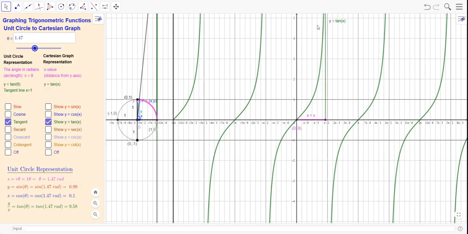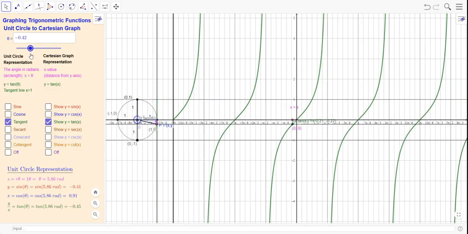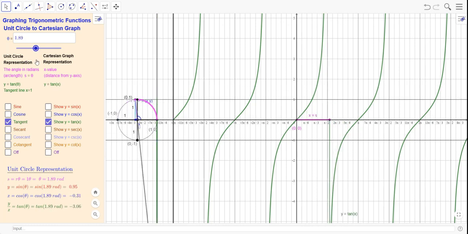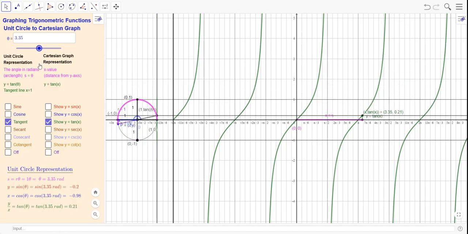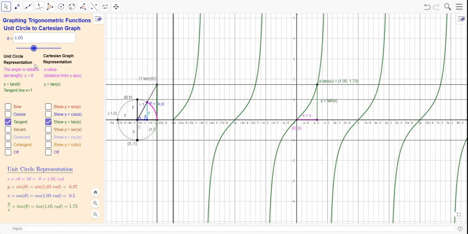So tangent actually has a period of pi rather than a period of 2 pi. And the bonus is that the parts down in the third quadrant repeat the parts in the first, and the parts here from the fourth quadrant are repeated in the second quadrant over here. And the parts in the third quadrant are just repeating the parts that were over here in the first quadrant.